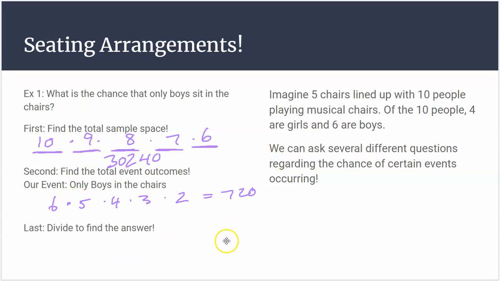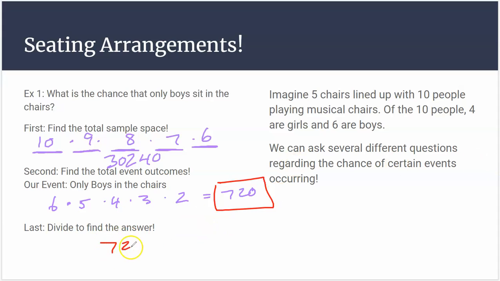We take our answer here, the event, okay, and divide it by the total number of outcomes in the system. I picked white instead, it should be red. So here we have 720. And we're going to put that over our total ways to actually pick this, 30,240. And we divide.